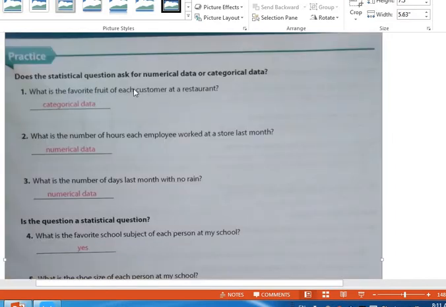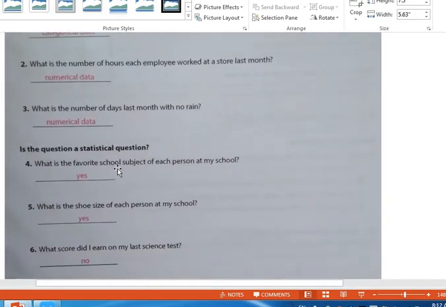So now to practice what we have learned. Does the statistical question ask for numerical or categorical data? What's the favorite fruit? Categorical. What's the number? Numerical. Numerical data.